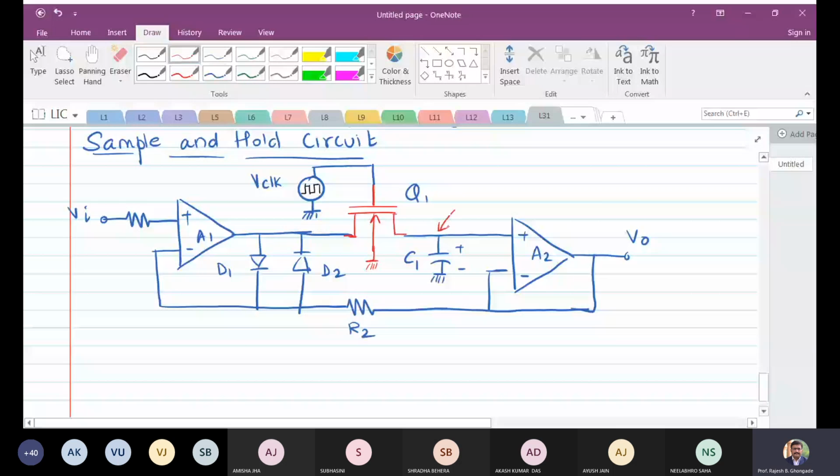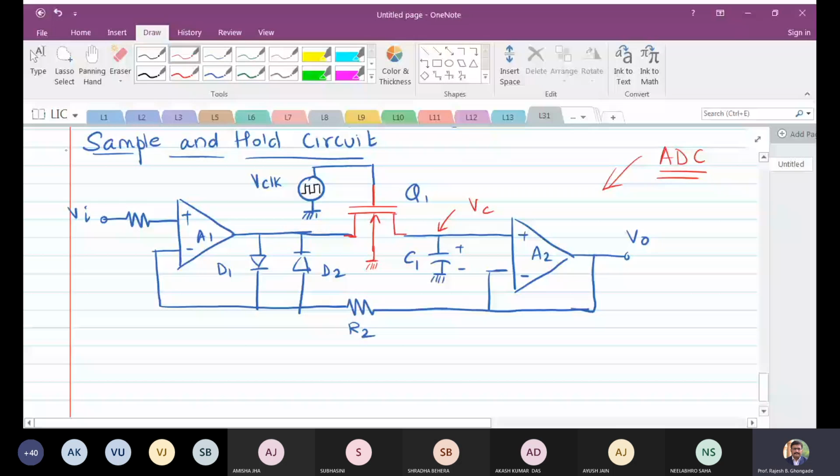What is it supposed to do, by the way? It is supposed to detect the peak and hold it, but in the form of samples. Now, this circuit is very important for ADCs. If you want to convert your signal from the analog to the digital domain, this is the most important circuit, which carries out the task of sampling and holding that particular value.